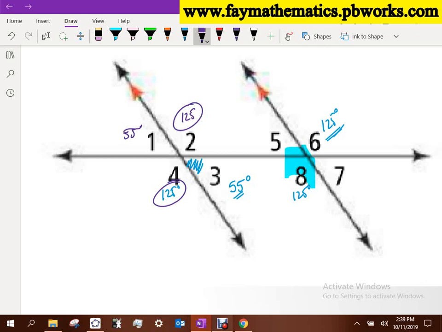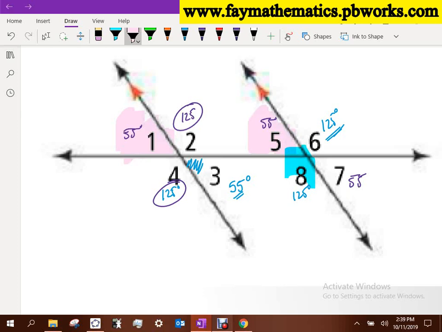What's angle 5 going to be? 55. What's angle 7 going to be? 55, okay. If I ask you to categorize or identify what types of angles 1 and 5 would be, what would you call those based off of yesterday's vocabulary? Corresponding, good. What do you see here?